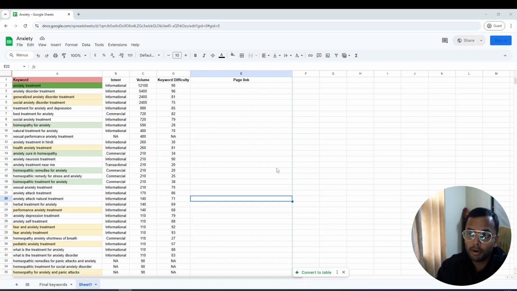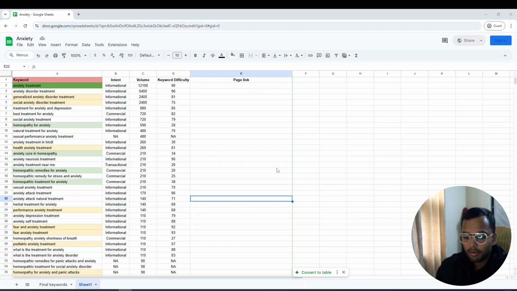If I'm talking about anxiety treatment, and a user searches for anxiety treatment, and your web page ranks in the first, second or third position but you are not talking about anxiety treatment, only about anxiety, it's not good for your web page.